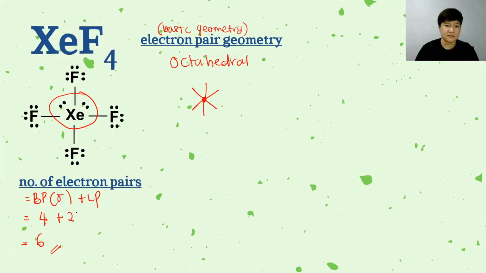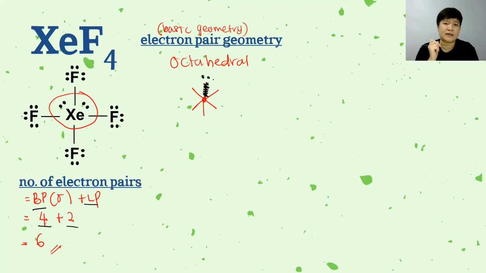And your octahedral should look something like this, with 6 bonding for a basic geometry. But unfortunately, we don't have 6 bonding. We only have 4 bonding over here and we have 2 lone pairs. So 2 of the bonding need to be substituted by the lone pairs. And for the first one, you can choose anyone. So I choose the top one for this round, for the first lone pair.